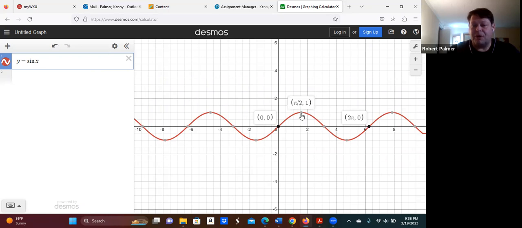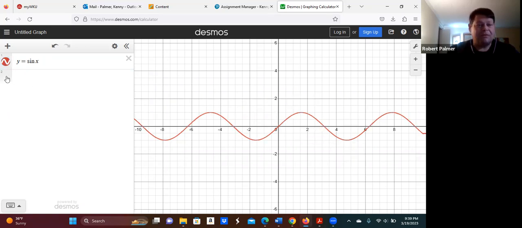And so important features: think of your x-axis being an angle. At angle 0, sine is 0. You can compare this to unit circle values; they're the same. At pi over 2, sine is 1. When the angle is pi, sine of pi is 0. And then sine of 3 pi over 2 is negative 1, and then we come back to sine of 2 pi, which turns out to be 0, the same value. So that's a graph of sine.